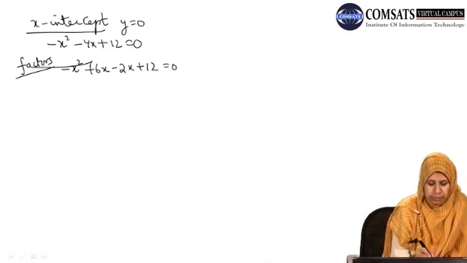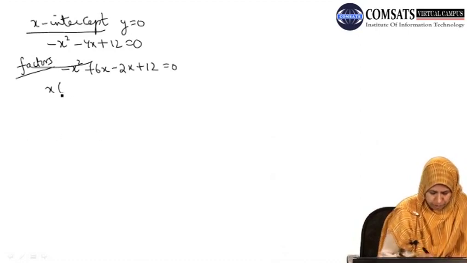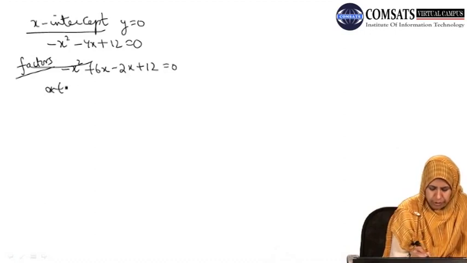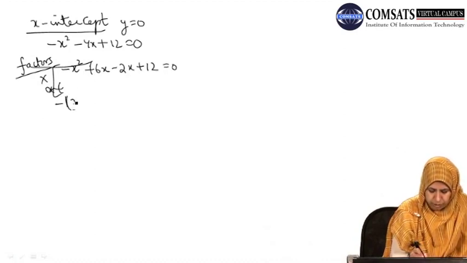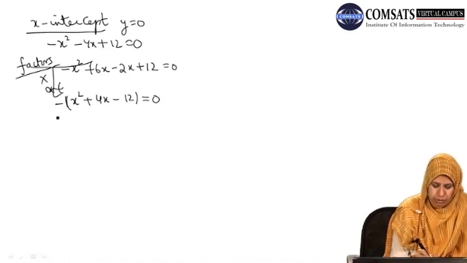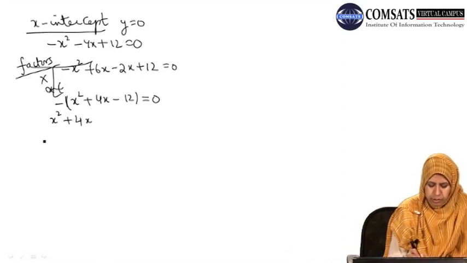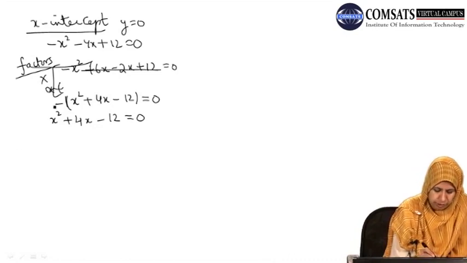Okay. Before making the factors, what we can do is take minus 1 common. We obtain x square plus 4x minus 12 is equal to 0. Since minus 1 cannot be equal to 0, we are reduced to finding the roots of our equation x square plus 4x minus 12 is equal to 0. Okay, we can skip these steps. Now we will make the factors.